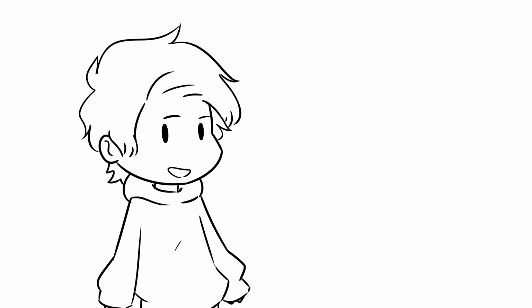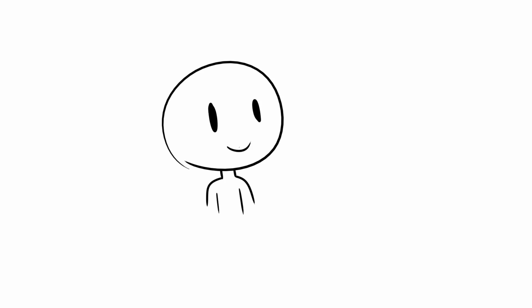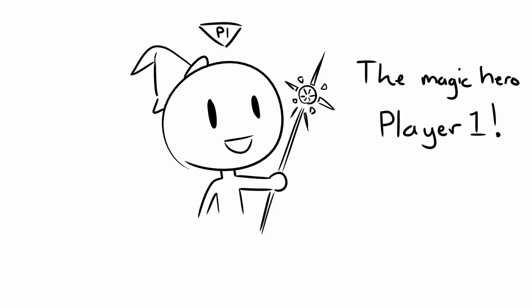Let's look at Papers, Please as an example. Papers, Please is a game where the player plays as a border crossing inspector, and they have to inspect the traveler's papers to determine who goes through and who doesn't. The crucial part to include in your story summary is the player. Think about what the player's role is in the story. Make sure their role is something interactive and fun.